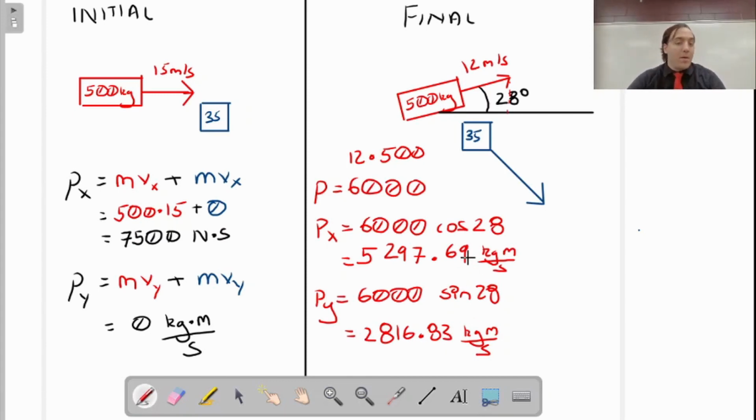Now, the total amount of momentum in the x and the total amount of momentum in the y have to add up to the initial value. So my px needs to add up to 7,500. My py needs to add up to 0. So whatever my values are for this blue barrel in the x direction and the y direction, they need to make it so that this plus px for the blue barrel adds up to 7,500, and this plus this in red adds up to 0. Go ahead and give that a try on your own and check back after you're done.